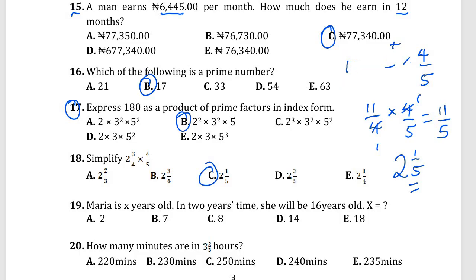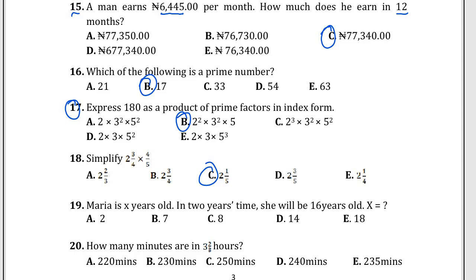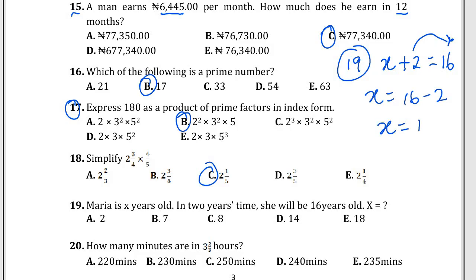Question number 19. Question 19 says, Maria is X years old. Now, in 2 years' time, her age will be X plus 2. But you were told that in 2 years' time she will be 16 years old. So X plus 2 is equal to 16. To get the value of X, collect like terms. Move plus 2 to the right hand side. X will be 16 minus 2. X is equal to 14. She's currently 14 years old.